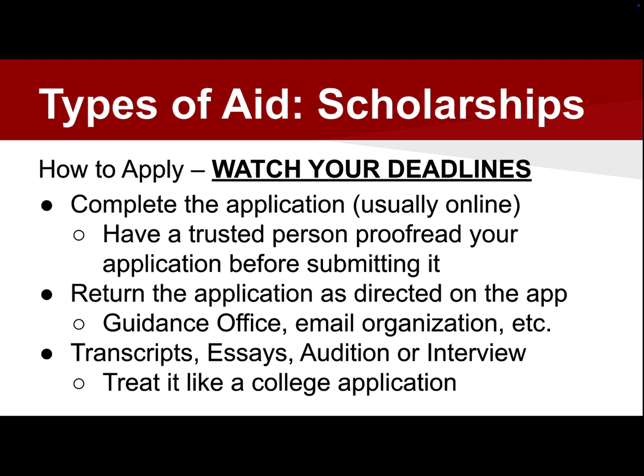Okay, so how do you apply? You complete the application, usually online. Have a trusted person proofread your application before submitting it. Return that application as directed by the scholarship application. Sometimes it's the guidance office. Sometimes you have to email the organization. Check the form. Make sure you read the form.